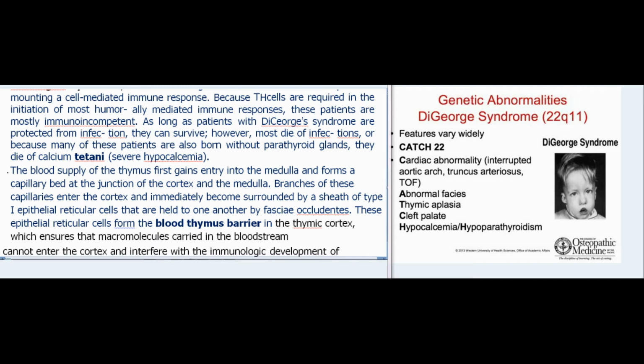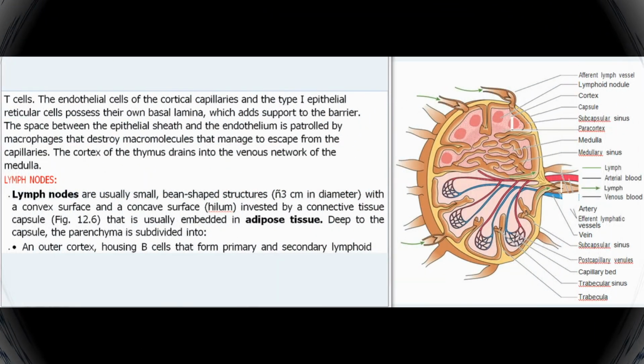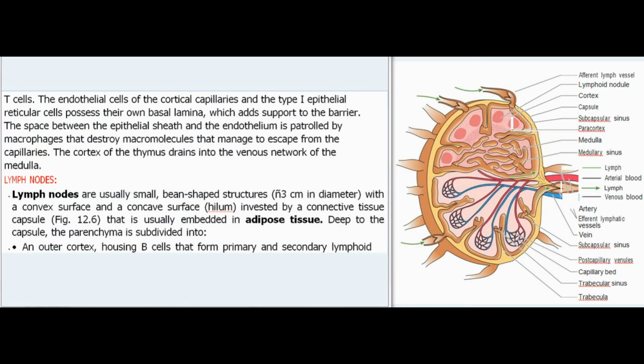These epithelial reticular cells form the blood-thymus barrier in the thymic cortex, which ensures that macromolecules carried in the bloodstream cannot enter the cortex and interfere with the immunologic development of T cells. The endothelial cells of the cortical capillaries and the type I epithelial reticular cells possess their own basal lamina, which adds support to the barrier. The space between the epithelial sheath and the endothelium is patrolled by macrophages that destroy macromolecules that manage to escape from the capillaries. The cortex of the thymus drains into the venous network of the medulla.